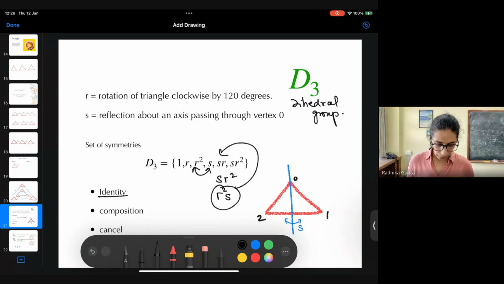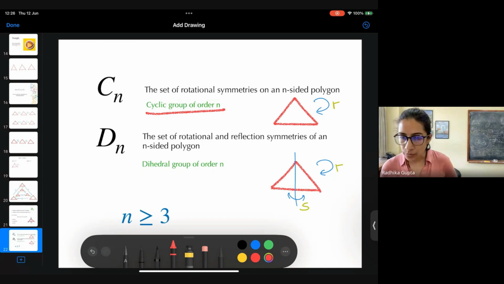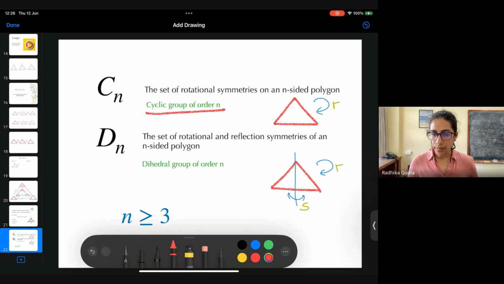So we have looked at two sets of symmetries. One was what I call the cyclic group of order n. You take an n-gon polygon, then, okay, someone's already checked R square S is R. I'm not sure if that's correct. Yeah, I trust you. Okay, so we have the cyclic group of order n, and then we have the dihedral group of order n. And Cn is smaller than Dn.